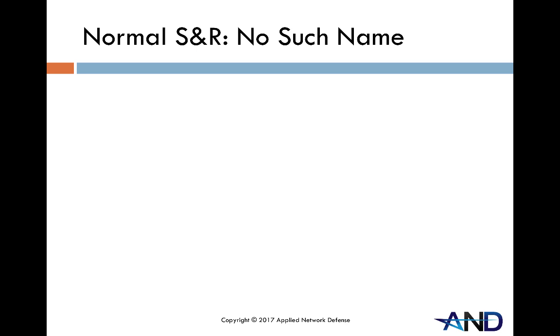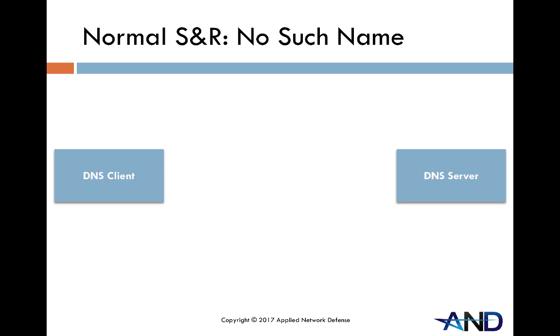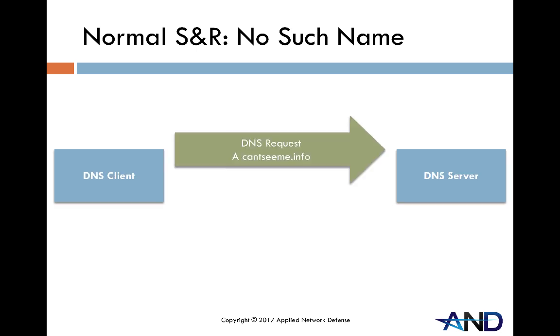Now, for the most part, all the processes are going to be the same. We're going to have a DNS client and a DNS server, and the DNS client tries to resolve a name. That's going to be the first step. Let's say we're browsing to a website. We're trying to browse to can'tseeme.info. I don't know if that actually exists. I just made that up for this exercise. But in this case, we'll say it doesn't exist, and I've attempted to browse to it.